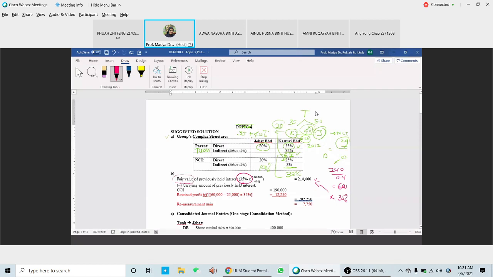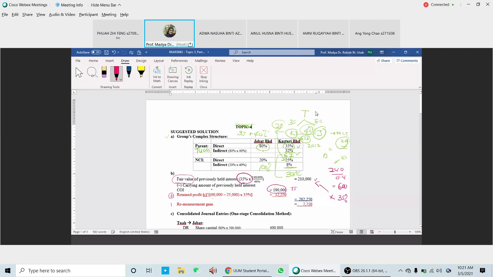Now we're going to compare with the carrying amount. So the carrying amount here is the amount of the COI. COI, where does this figure come from, 190 here? You need to refer back to your slide 75. Here they give you the amount of the COI in Kasturi by Tuah, which is 190. So 190 here is the COI, the cost of investment. Okay, and then the cost of investment needs to be added to the changes in the RE, and also you're going to find the changes in the RE here, which is 60 minus 25.